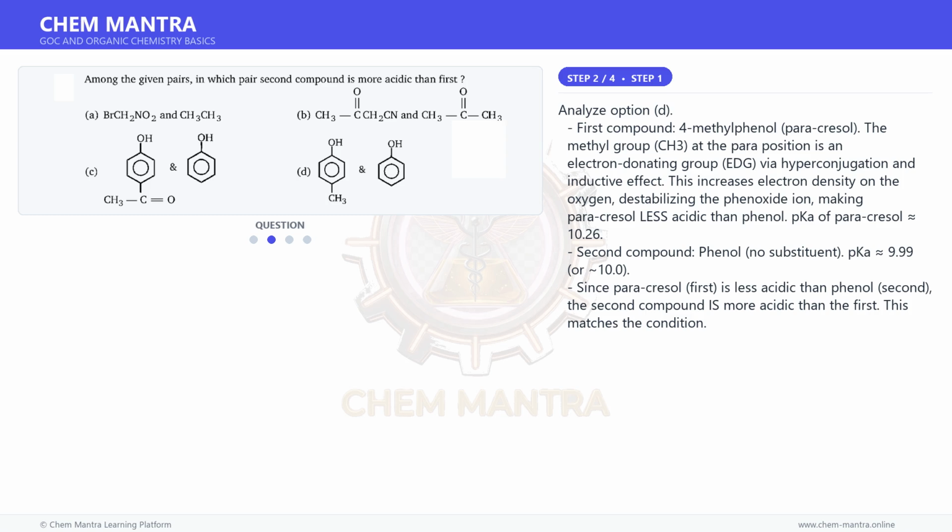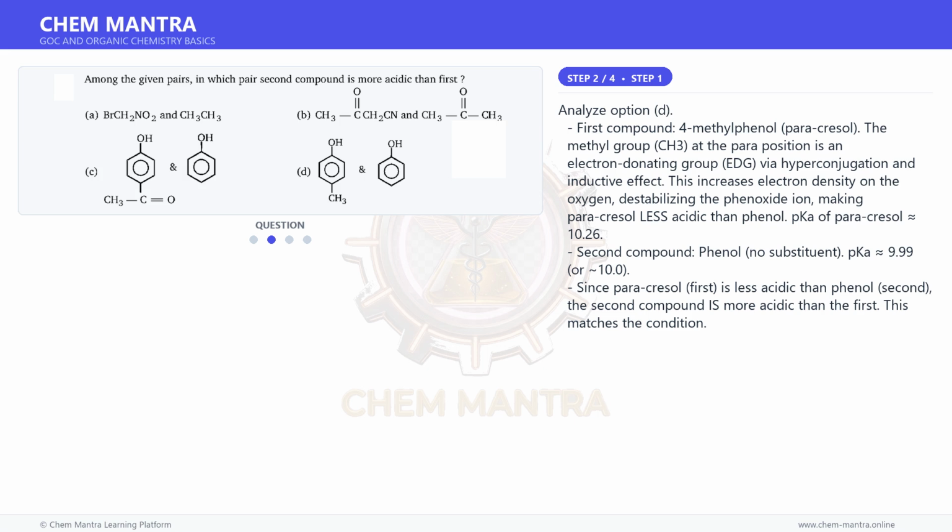Analyze option D. First compound, 4-methylphenol, para-cresol. The methyl group, CH3, at the para position is an electron-donating group, EDG, via hyperconjugation and inductive effect. This increases electron density on the oxygen, destabilizing the phenoxide ion, making para-cresol less acidic than phenol.